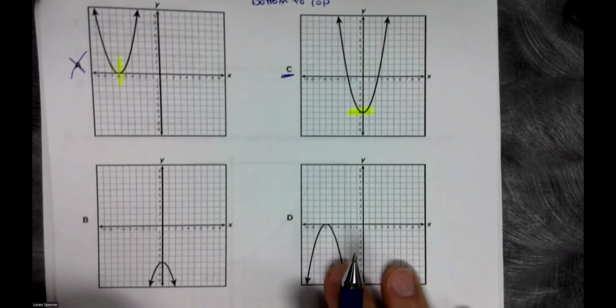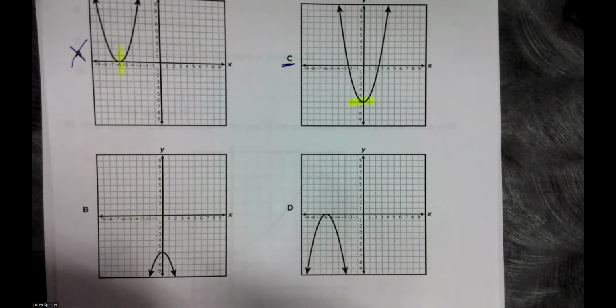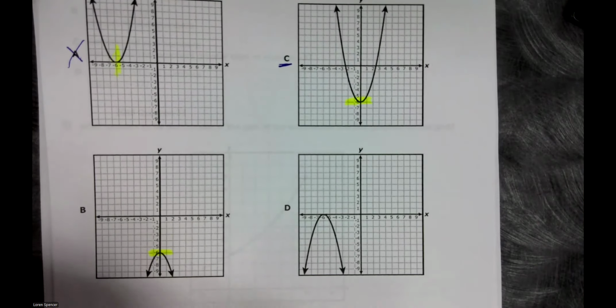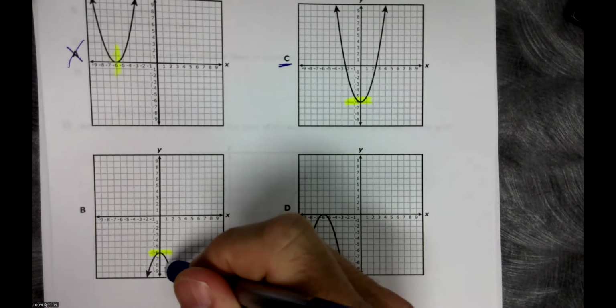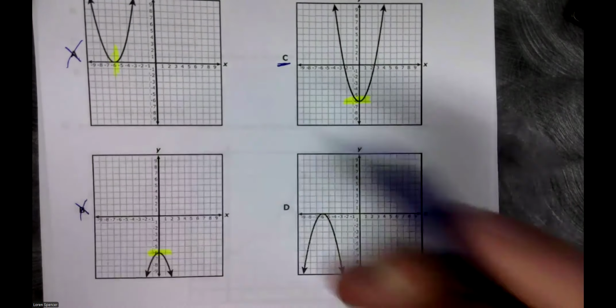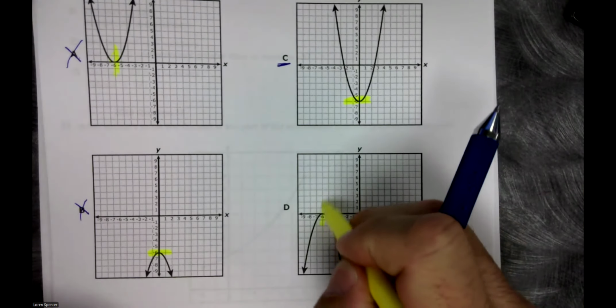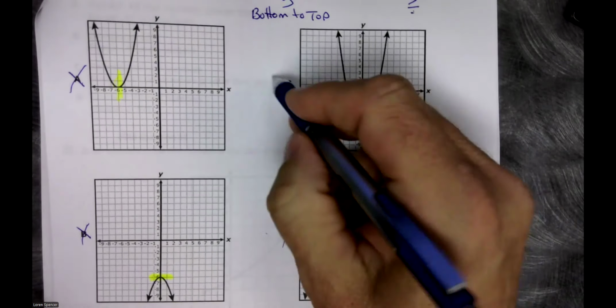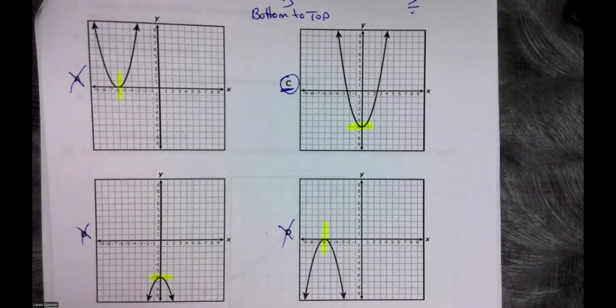I'm liking C. When I go to B, B is drawn to the y-axis, but instead of being greater than, it's below, it's less than, so this can't be it. And then when I go to this one, it's drawn to the x-axis, and we know being drawn to the x-axis is wrong. Our best answer choice to number 18 is C.